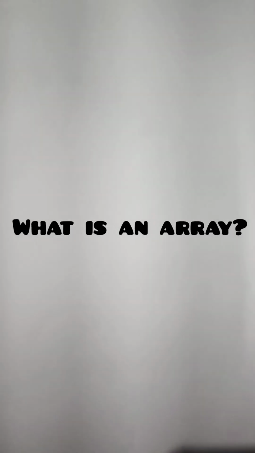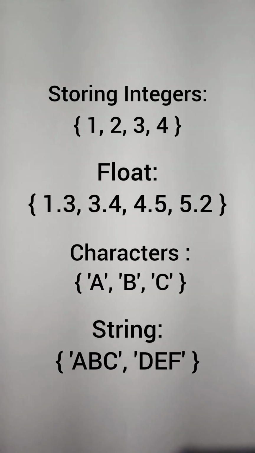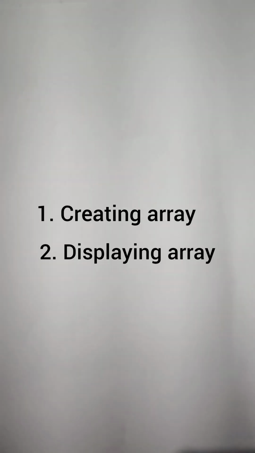So what is an array? An array is just a homogeneous collection of elements in a sequence. For example, instead of chocolates, you can store integer numbers, float numbers, characters, or strings. It just stores the same kind of things. That's what an array is, and today we are learning how to create an array and how to display it.